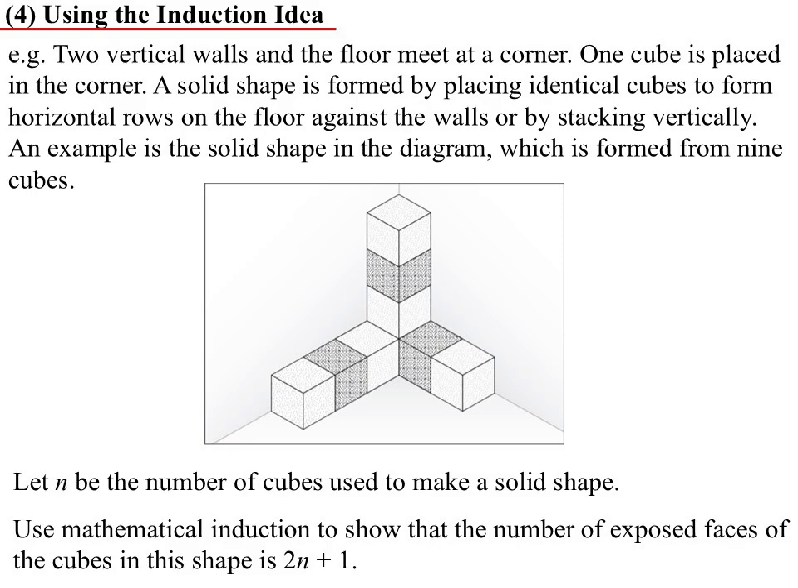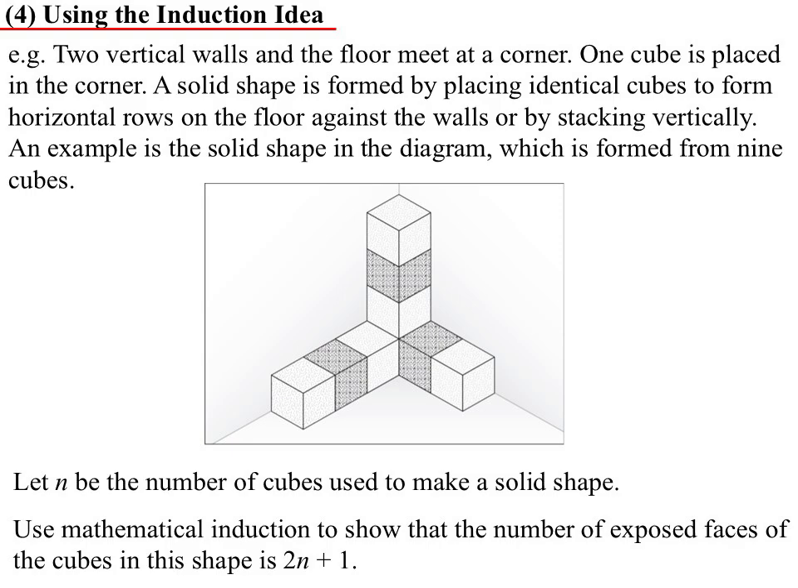Induction is just a method of proof. Here's one we're going to do which is a little bit different. So with 2 vertical walls and a floor meeting in a corner, a cube is placed in the corner. A solid shape is then formed by placing identical cubes to form horizontal and vertical stacks, rows and what have you. There's an example which uses 9 cubes. So n is going to be the number of cubes used to make the solid. We're going to show that the number of exposed faces of the cubes is always going to be 2n plus 1.